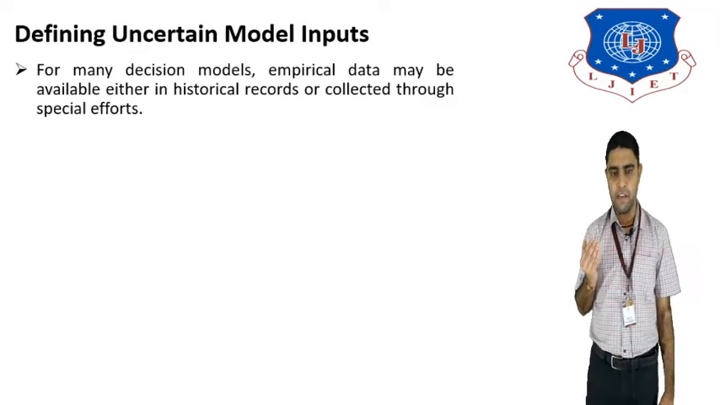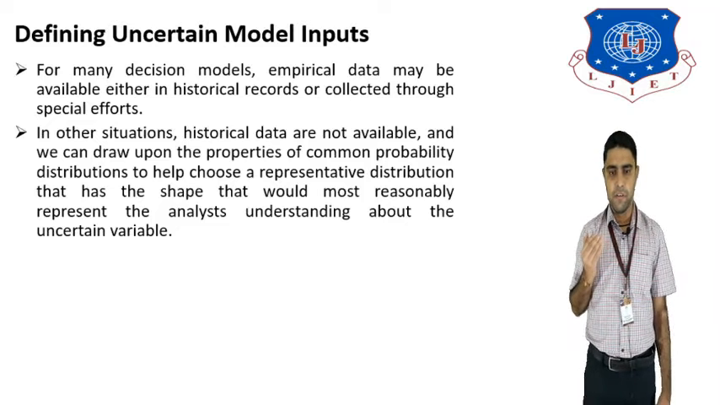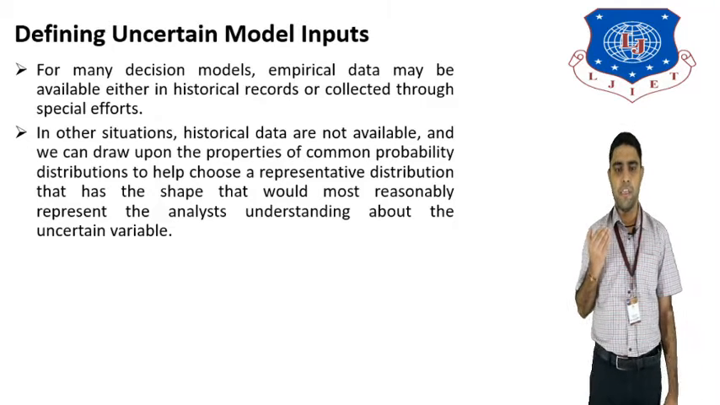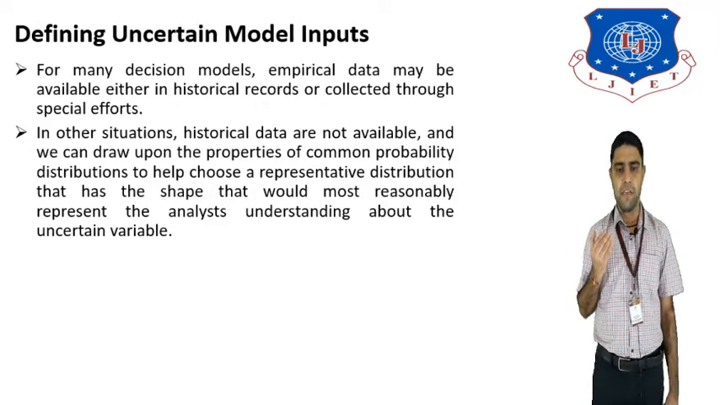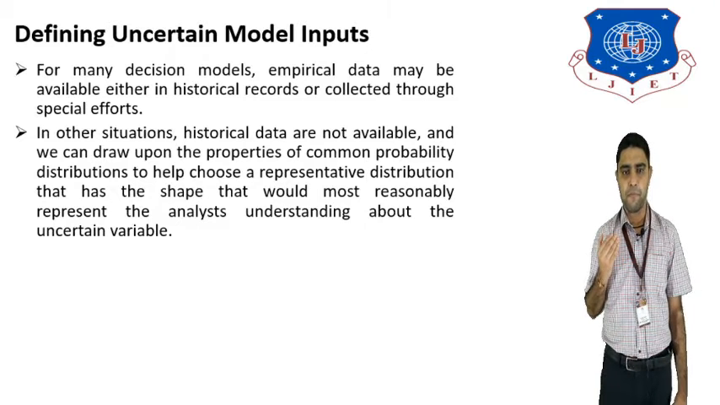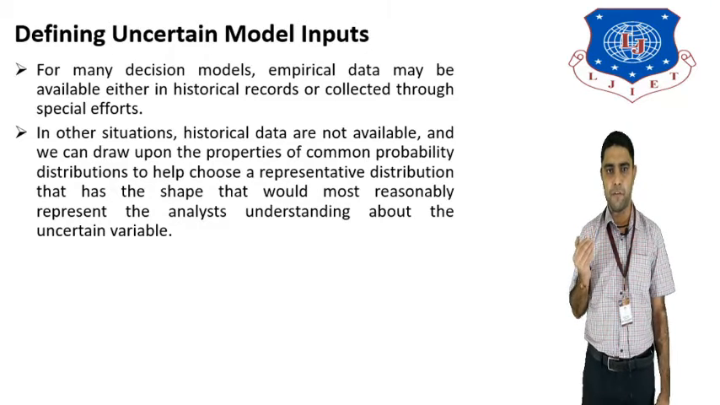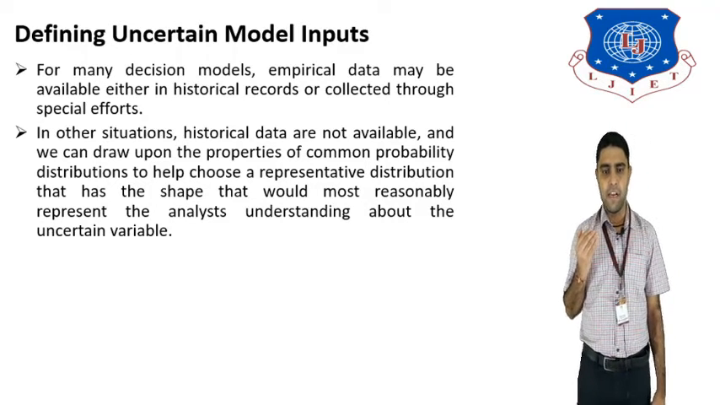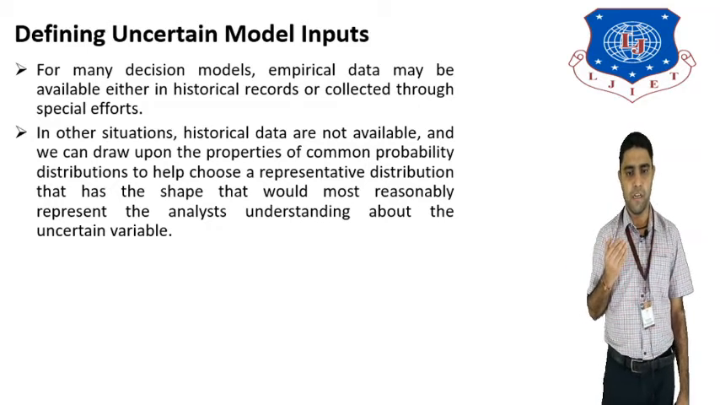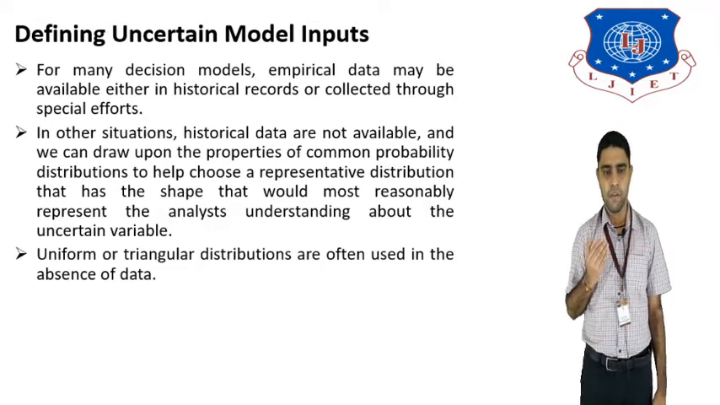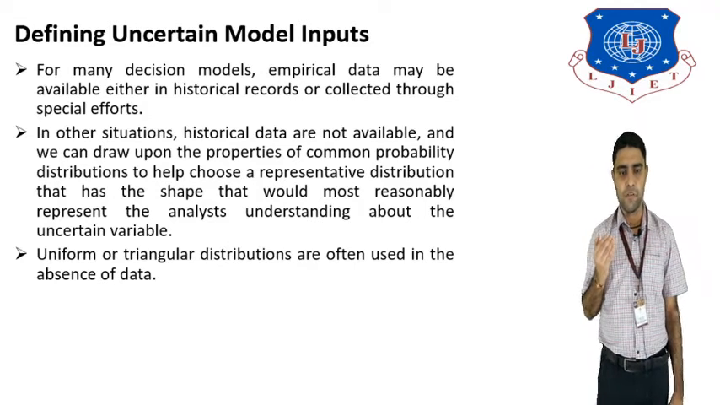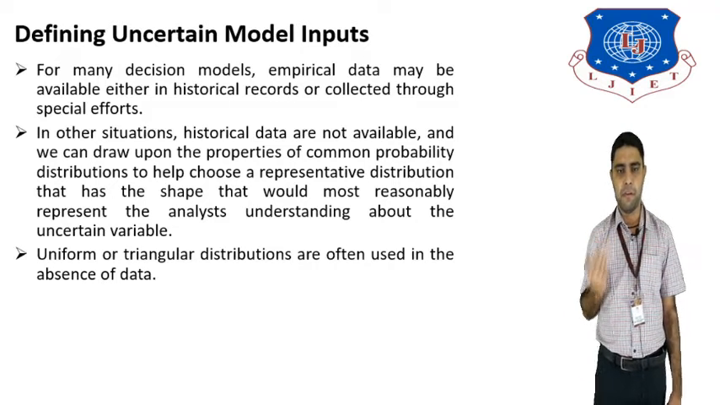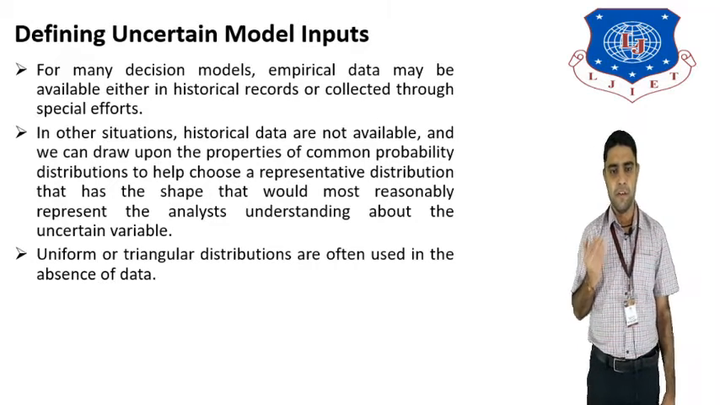After collecting historical records, we have to draw different types of properties. These properties are used in the probability distribution function, which helps give a representative distribution. What type of shape will be used, whether a curve shape, a square, or a triangle shape, to analyze and understand the uncertain variables? Uniform or triangular distributions are often used in the absence of data. If data is not available in the model, then a uniform or triangular distribution will be used.